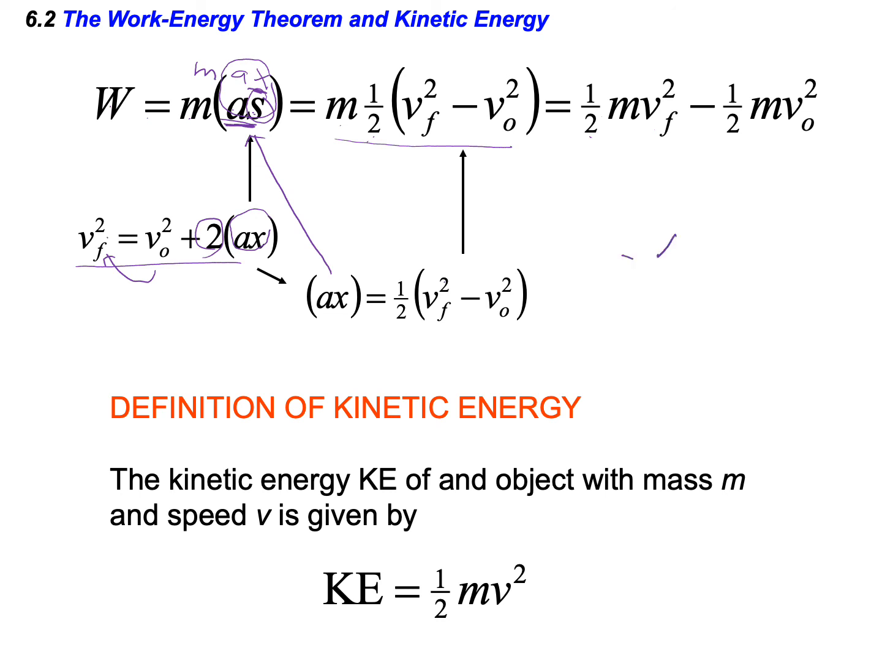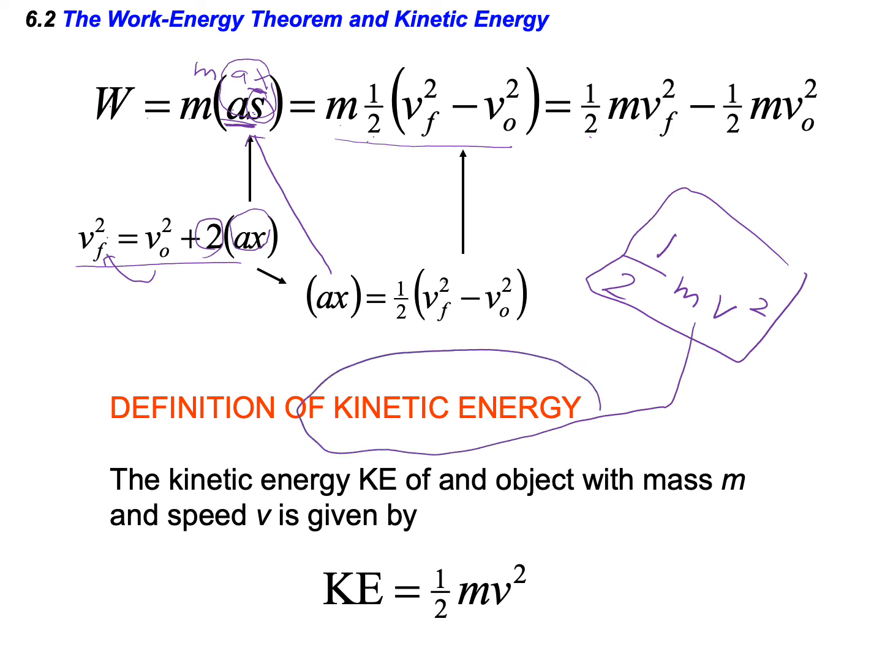So half times mass times speed square, or velocity square, we call kinetic energy. If it is the initial velocity square, we can say initial kinetic energy. If I put final, half m v final square is final kinetic energy. So kinetic energy KE is equal to half m v0 square.